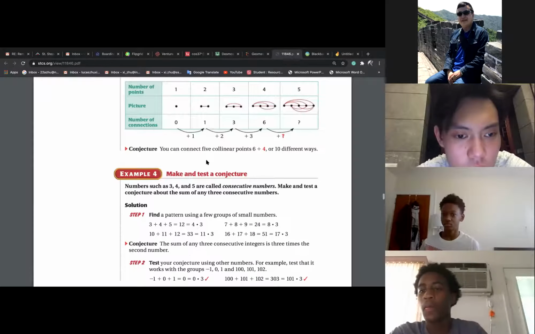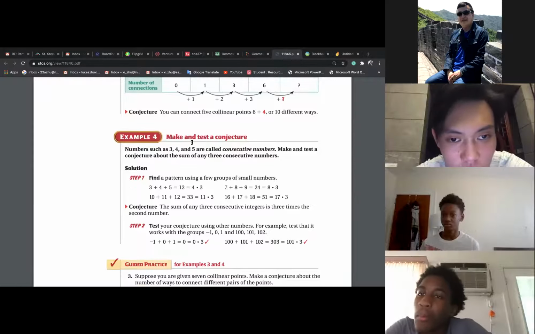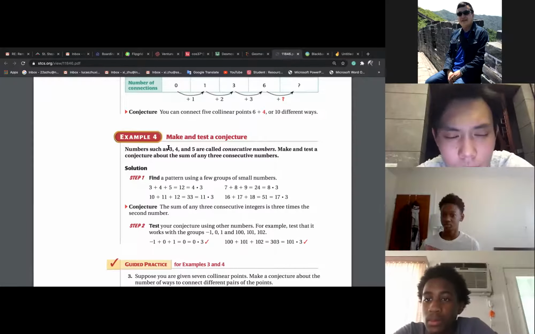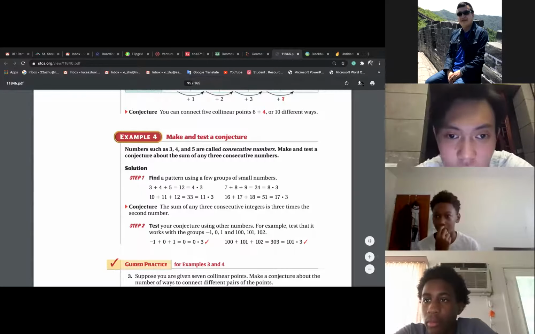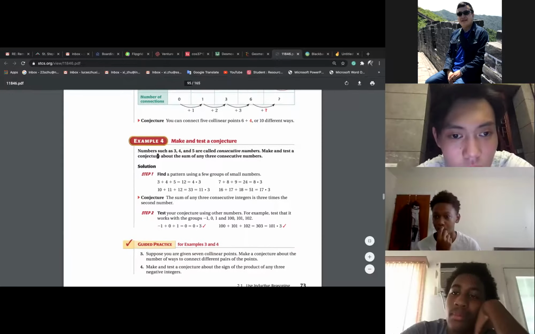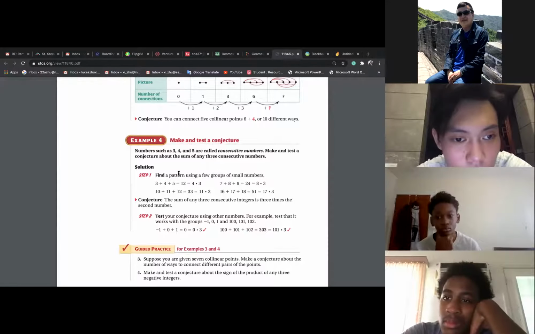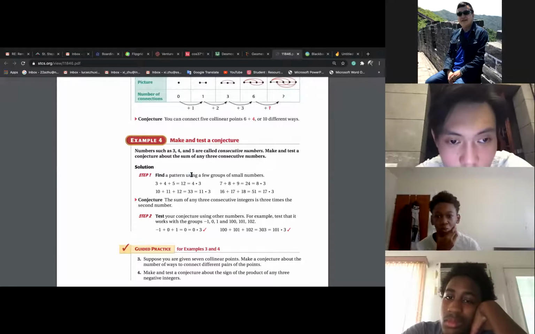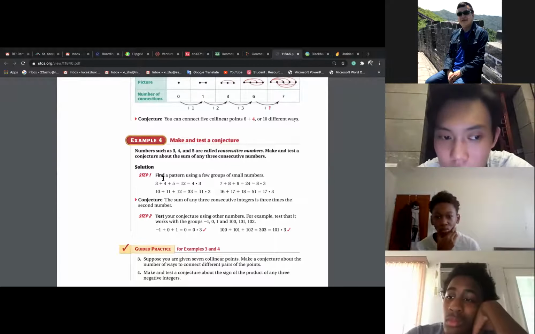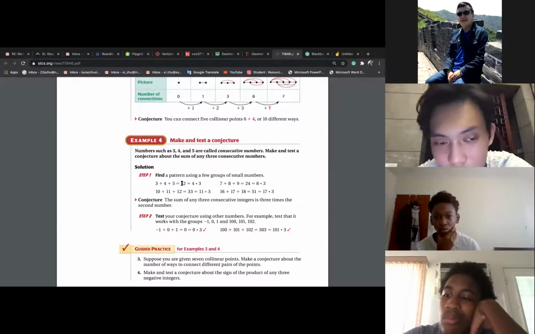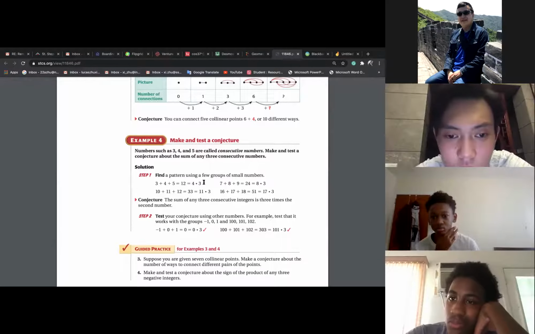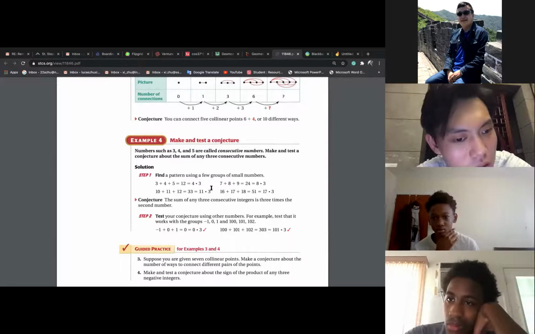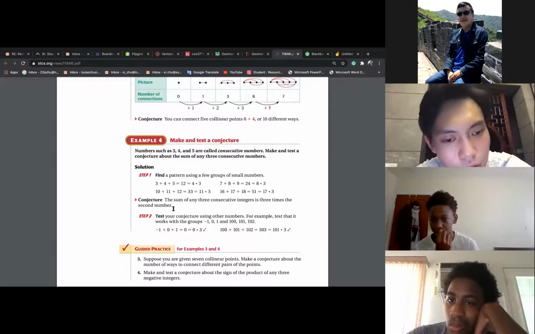Let's see the example over here. Make and test a conjecture, right? Numbers such as 3, 4, and 5 are called consecutive numbers. Make and test a conjecture about the sum of any three consecutive numbers, right? So here you just find a pattern using a few groups of small numbers, like 3 plus 4 plus 5, you get 12, right? And you know that 3 times 4 equals 12, right? Honestly, those are quite easy. I'm pretty sure you guys know those.